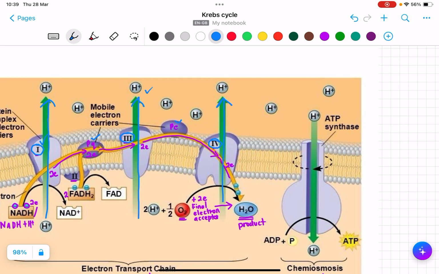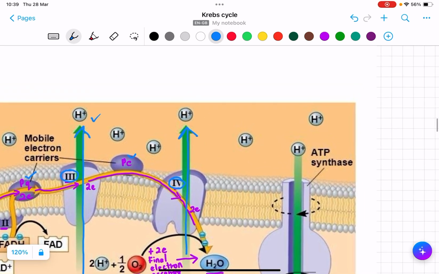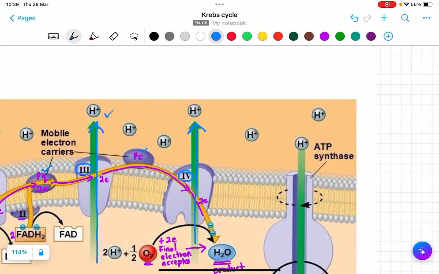Just make sure plastoquinone and plastocyanin cannot pump the hydrogen ion. They are just electron carriers. Their size is small. They're just passing the electron from one complex to another complex. They cannot pump the hydrogen ion. So we know that there are 3 locations where the hydrogen will be pumped: 1, 3, and 4. So that's how I remember.